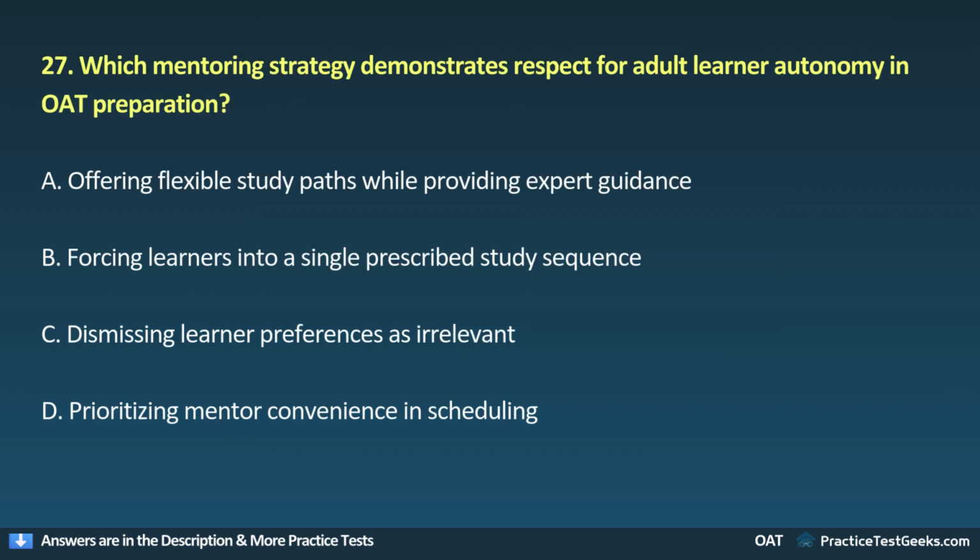27. Which mentoring strategy demonstrates respect for adult learner autonomy in OAT preparation? A. Offering flexible study paths while providing expert guidance. B. Forcing learners into a single prescribed study sequence. C. Dismissing learner preferences as irrelevant. D. Prioritizing mentor convenience in scheduling.